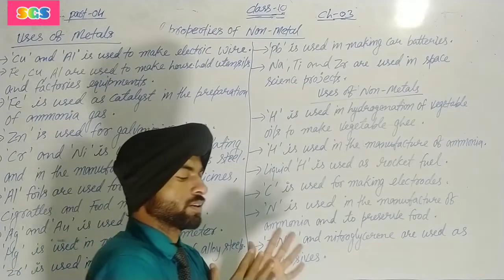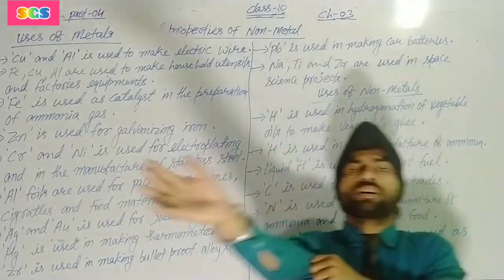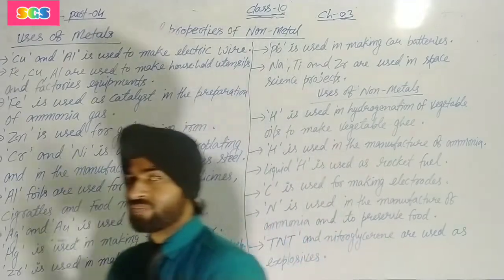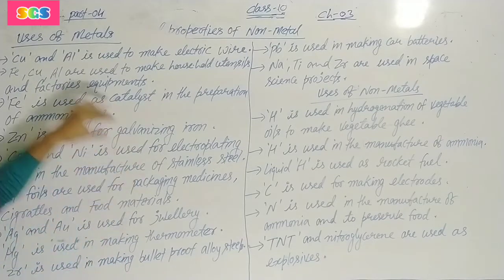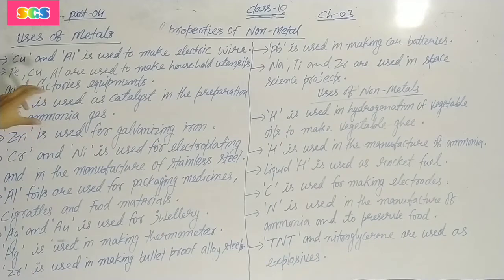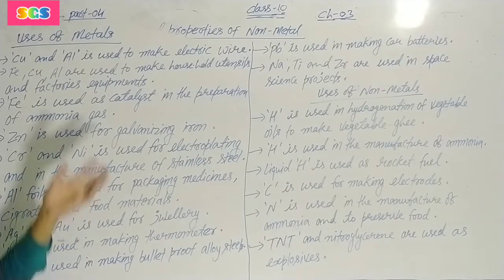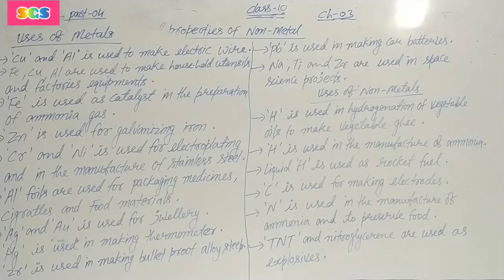Usually you see in your house that your household utensils are made of aluminum, iron, stainless steel, or copper. After that, factory equipment, like several types of factory equipment such as machines, generators, knives, so many things are used in industries as equipment, and they are made from what? Iron, copper, aluminum.